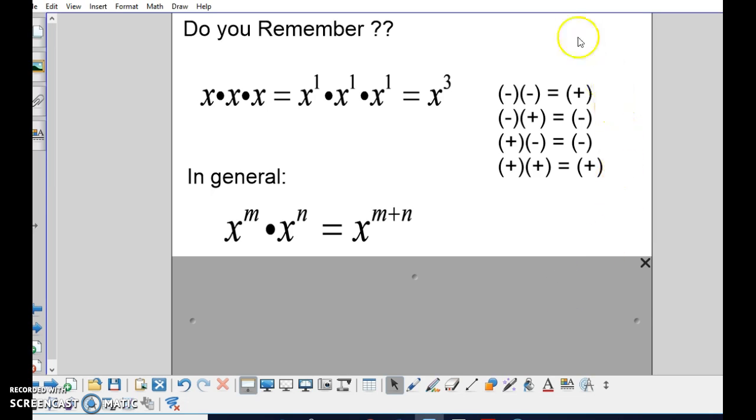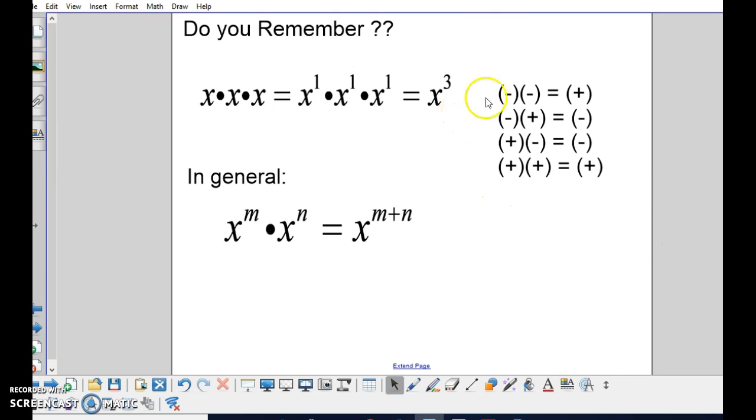And then over here off to the right, I wrote down, do you remember when we multiply a negative times a negative, it's a positive. A negative times a positive is a negative. A positive times a negative is a negative. And when I multiply two positive numbers, of course, it gives me a positive. I just put this down to bring back some things we might have forgotten. Okay, let's get into it.